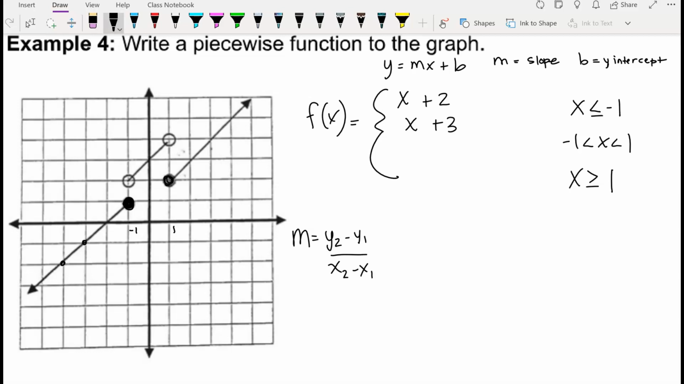Or you can find the slope of the line between the 2 points. So -1, 2. And then the next point was 1, 4. So 4 minus 2 and 1 minus a -1. So 4 minus 2 is 2 over 2, which is 1. So slope of 1.